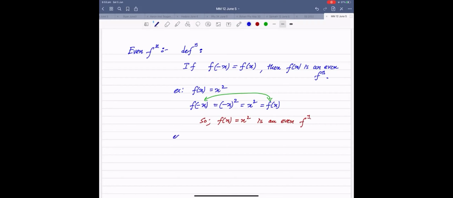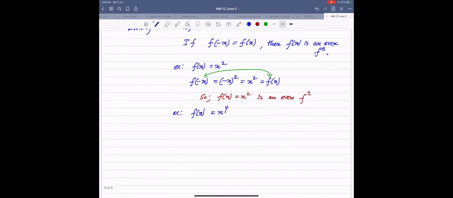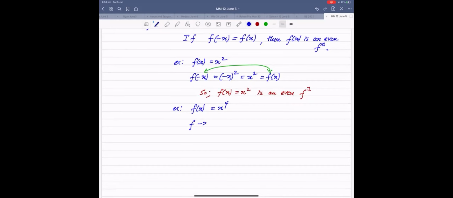Similarly, let f of x be equal to x to the power 4. Do the test. Minus x to the power 4 is again x to the power 4. So that is f of x. Again, when you compare these two, you satisfy the condition. So f of x equal to x to the power 4 is an even function.